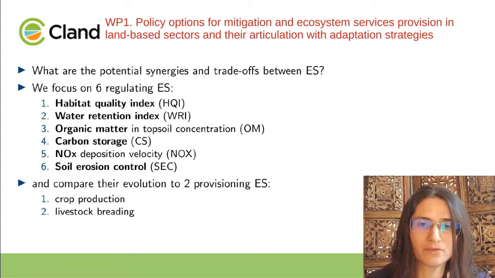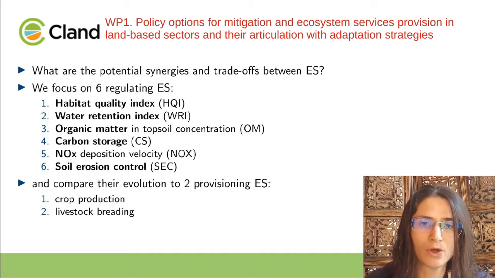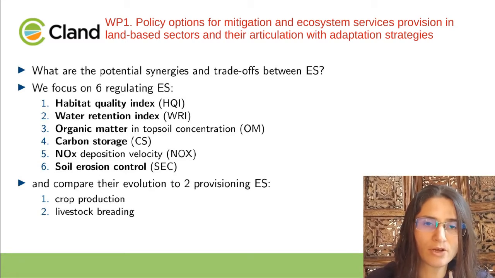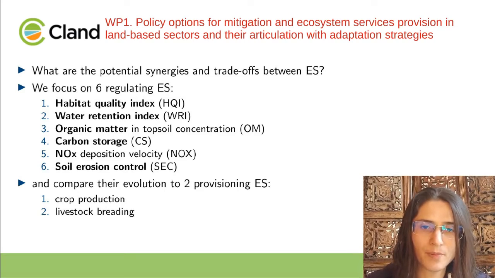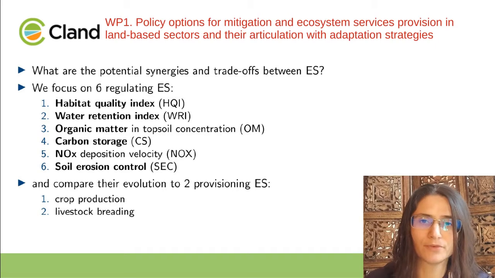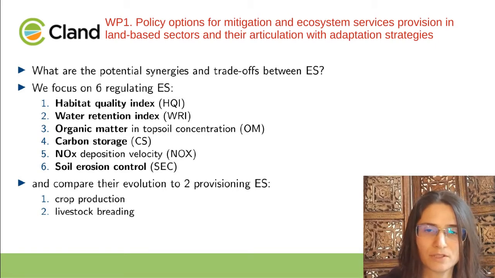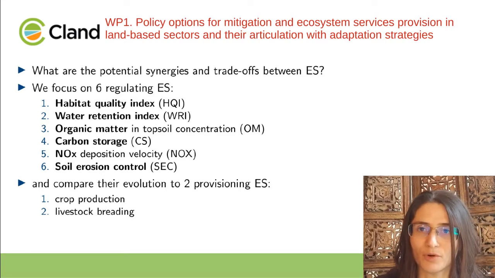The ecosystem services we focus on are 6 regulating services, which are habitat quality index, water retention index, organic matter in topsoil concentration, carbon storage, NOx deposition velocity, soil erosion control. We compare the evolution of these 6 regulating ecosystem services to 2 provisioning ecosystem services, which are crop production and livestock breeding.